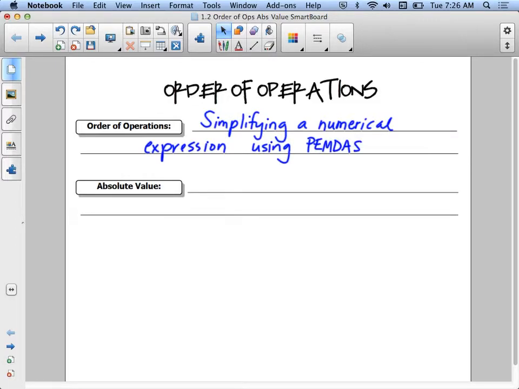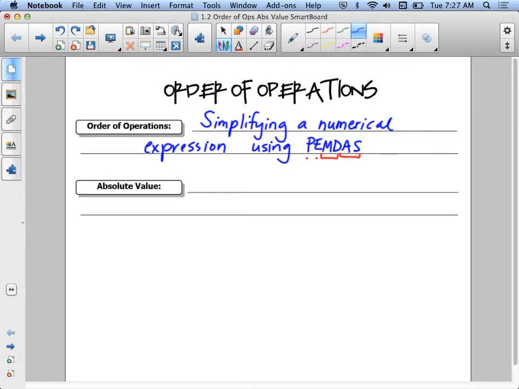You may have seen this before. Please excuse my dear Aunt Sally. What this stands for is first simplifying parentheses, then exponents, followed by multiplication and division, and finally addition and subtraction. That's your order of operations.